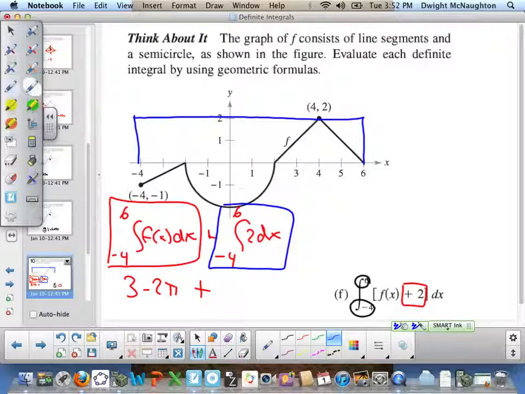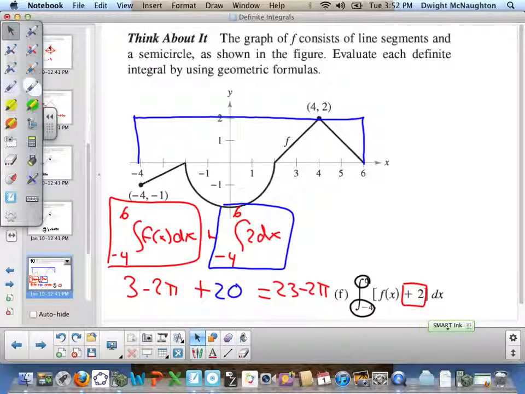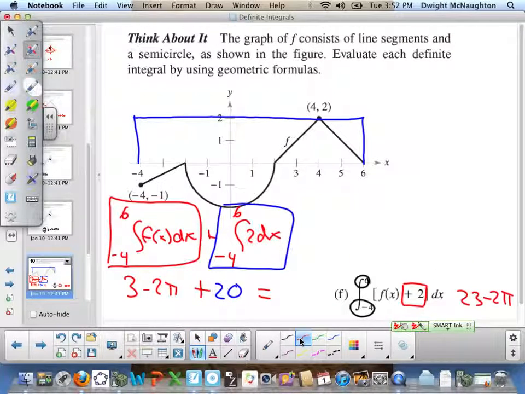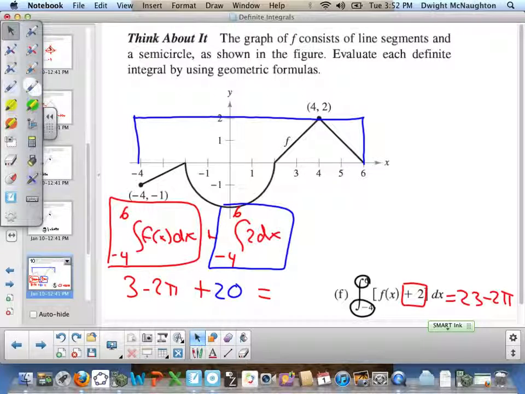We can see we got a rectangle 2 high, 10 wide. 2 by 10 is 20. So that area overall ends up being 23 minus 2 pi. And all we did is we split it. We took our answer from the old and we added on our new portion. All right?